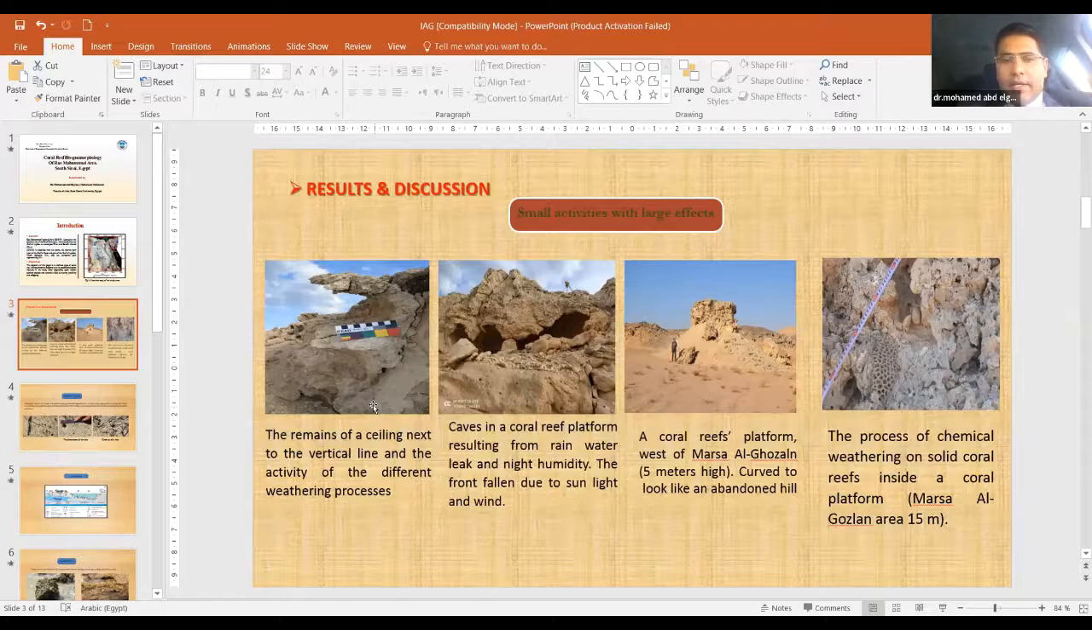This shows the remainder of the examined area next to the vertical line and the activity of the different weathering processes. Caves in the coral reef platform result from rain water, lakes and night humidity, and the foam fails due to the sun and wind. A coral reef platform, west of Marshall Woodland, five meters high, with caves and lakes.